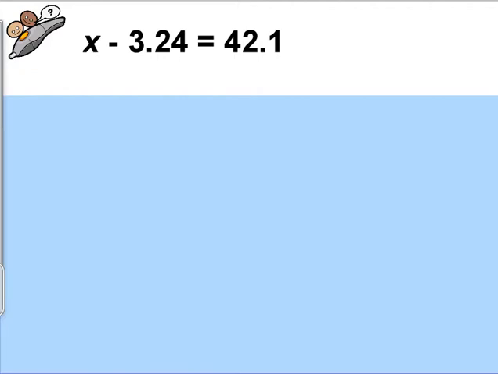What are we supposed to do? Solve it and tell me what X equals. Number? Yeah.